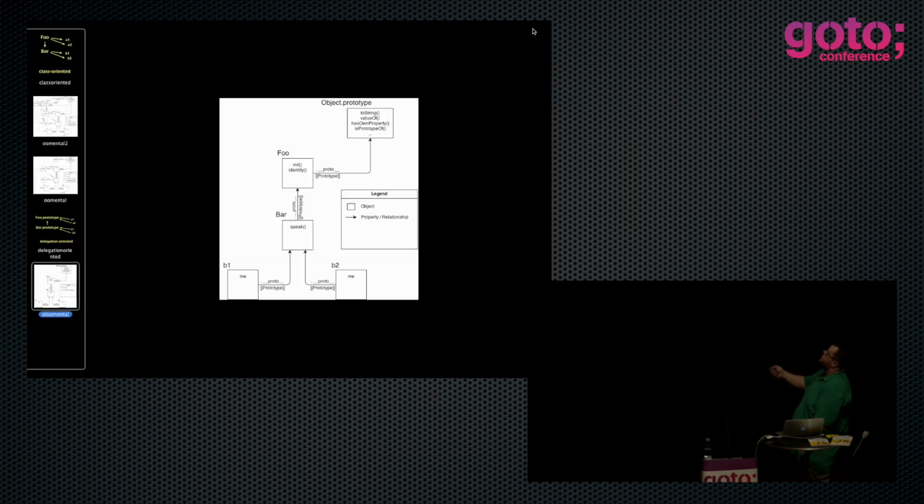Here's the new model. It's just objects linked to other objects. We don't need any of that other confusing crap.